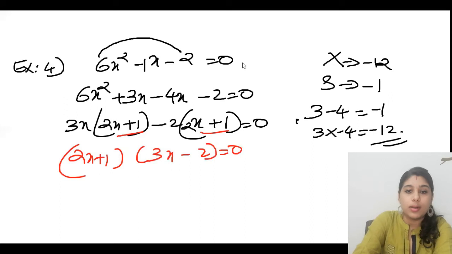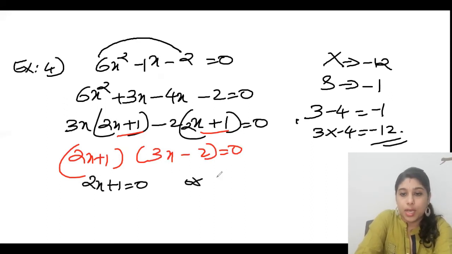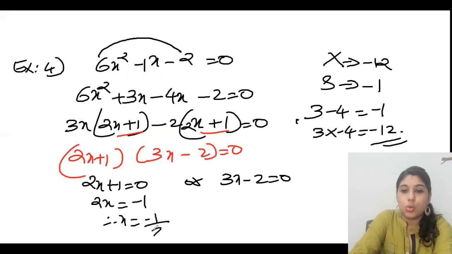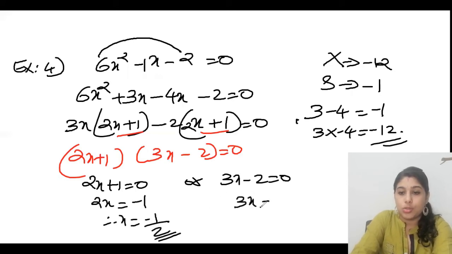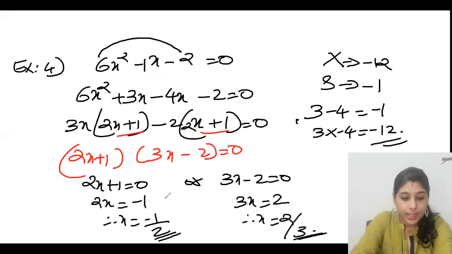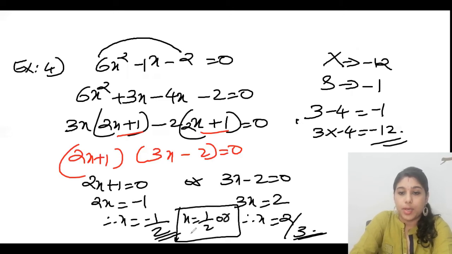By this I can understand that either 2x plus 1 is equal to 0 or 3x minus 2 is equal to 0. If 2x plus 1 is equal to 0, 2x is negative 1, therefore x value is negative 1 by 2. And 3x is equal to 2, therefore x value will be 2 by 3. So x can be negative 1 by 2 and also 2 by 3. These are the roots of the equation.